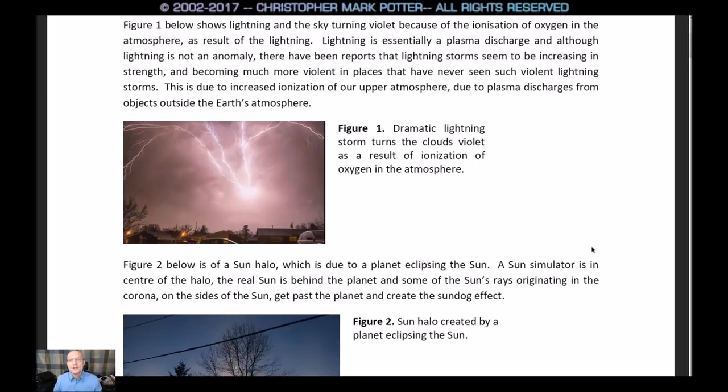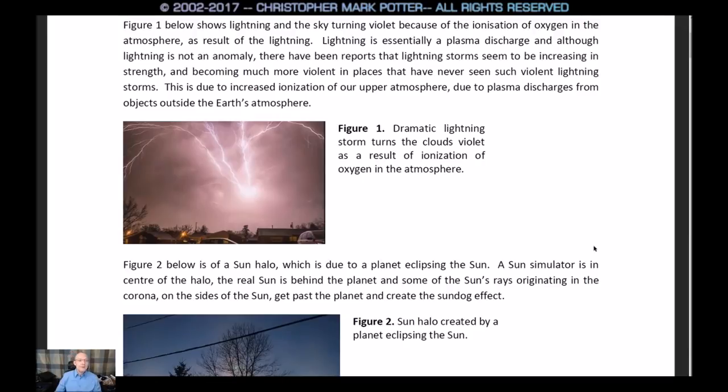Okay, lightning is essentially a plasma discharge, and although lightning is not an anomaly, there have been reports that lightning storms seem to be increasing in strength and becoming much more violent in places that have never seen such violent lightning storms. This is due to increased ionization of our upper atmosphere due to plasma charges from outside objects from the Earth's atmosphere. Figure 1, dramatic lightning storm, turns the clouds violet as a result of ionization of oxygen in the atmosphere.